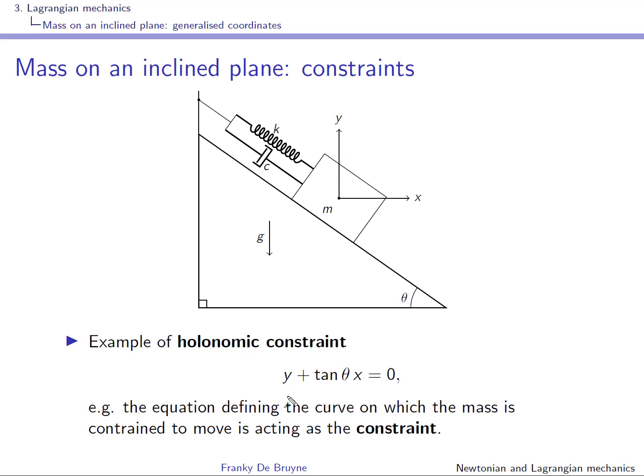The constraint is obvious also. The movement of the mass is planar, that's one constraint, and then it has to move on the inclined plane, and the equation of the inclined plane is over here. So here we have an example of a holonomic constraint.